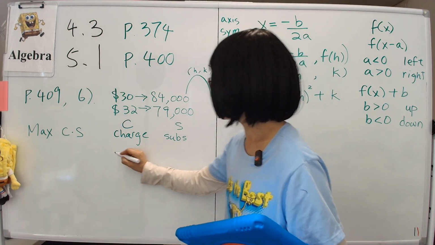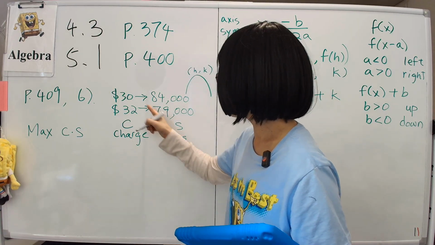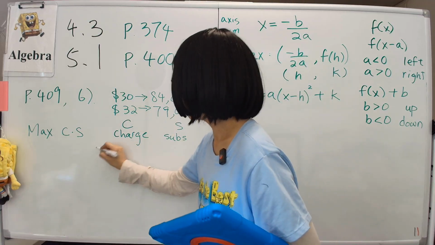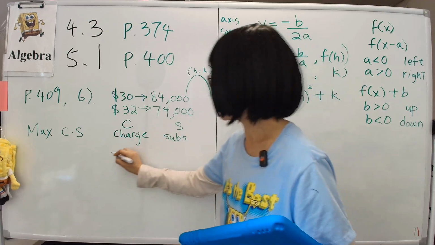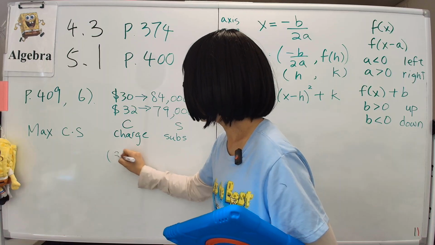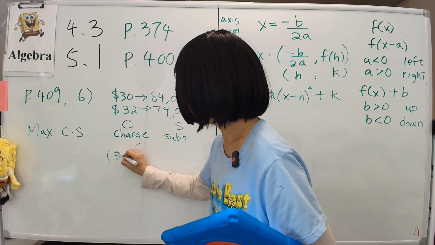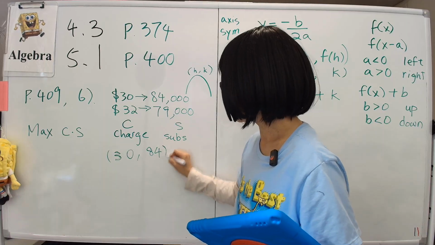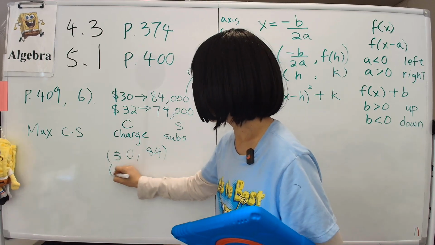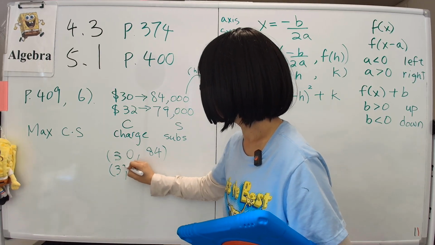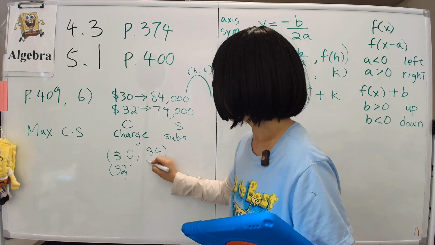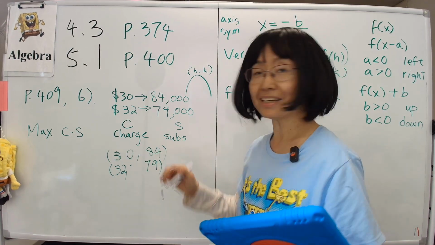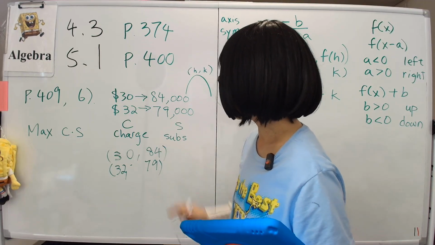So we are going to calculate first the slope. The 2 points are 30, 84,000 and 32, 79,000. So we'll write down 30, 84, I'll save on the 1,000, and then 32 and then 79. Bear in mind that the y values are in thousands.